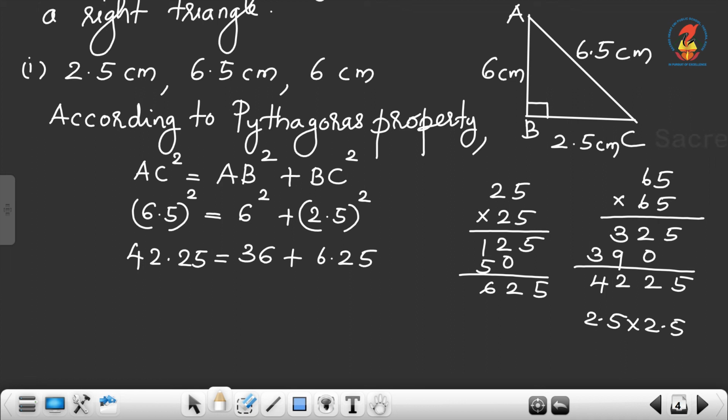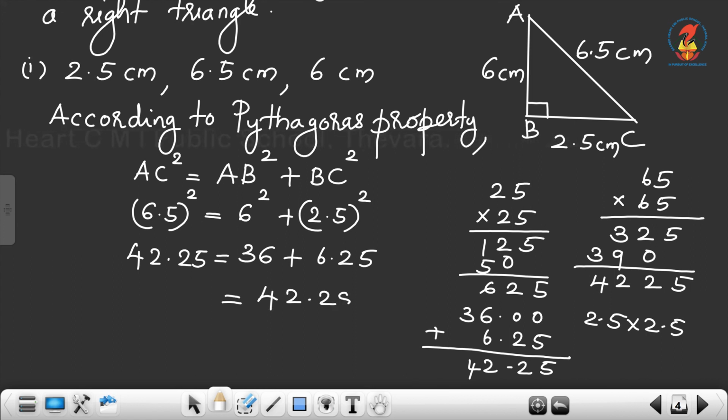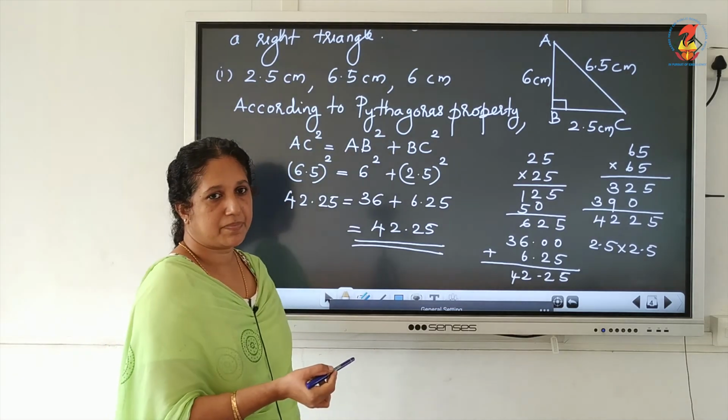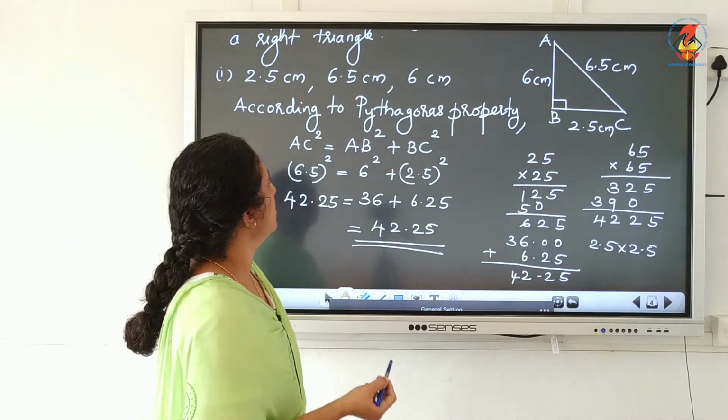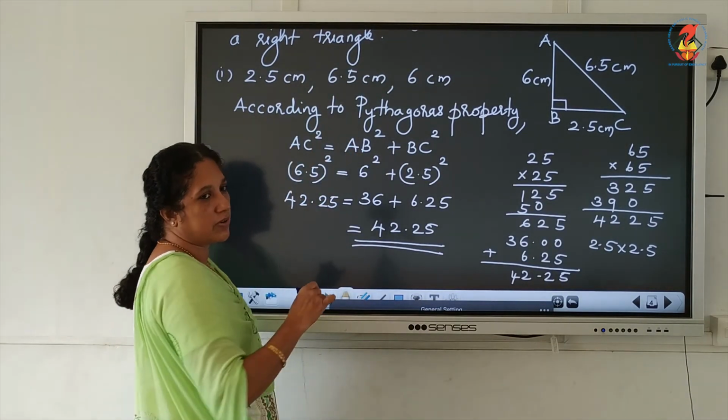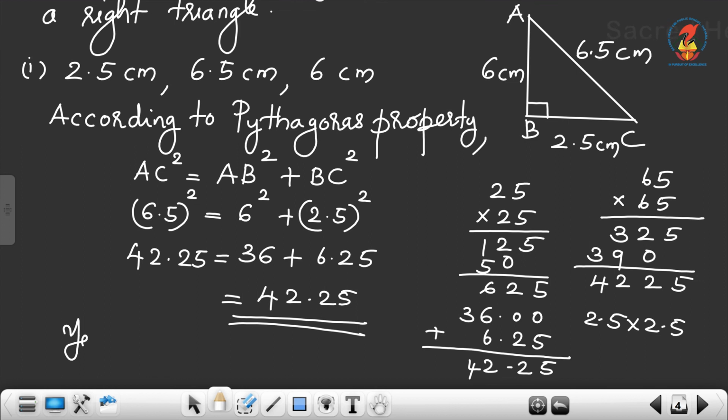So in one side we got 42.25, the other side 36 plus 6.25. Now we have to add it, 36 plus 6.25, so we got it as 42.25. So what we can say? These are the lengths of the sides of a right angle triangle. So is it possible to have a triangle with the following lengths? Yes, it is possible.